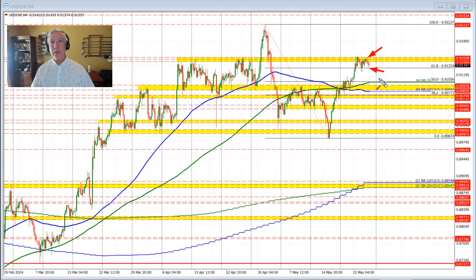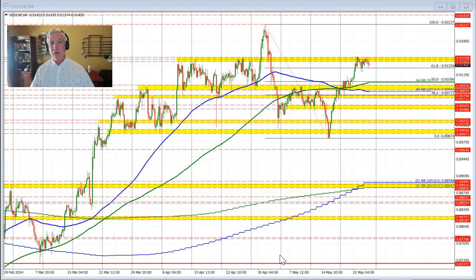If we move below the 61.8% retracement, the next key target would be down here at the 50% and the 200 bar moving average on the 4-hour chart. If we move above this level, it really opens the door for a potential move up toward the high price that we saw at the end of April, early May, which came up to 0.92237.